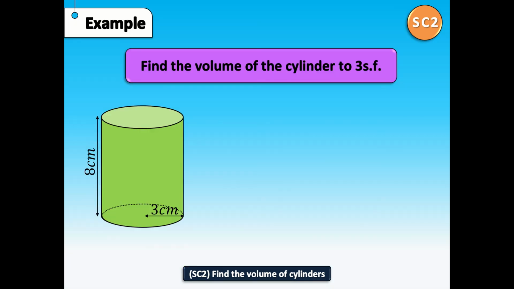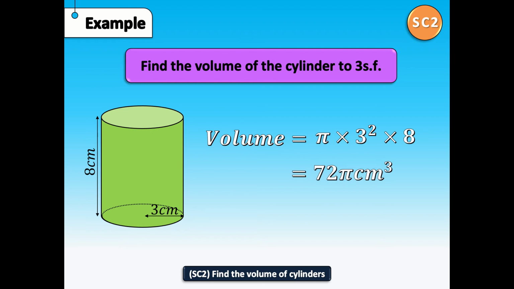So we want to find the volume of this cylinder to 3 significant figures. So to find the volume, we do pi times the radius squared, and then times by the height. So that's pi times 3 squared, then times by 8. So that's 72 pi in terms of pi. And to 3 significant figures, that's 226 centimeters cubed. Remember, volume is always given in centimeters cubed, or meters cubed, millimeters cubed, etc.